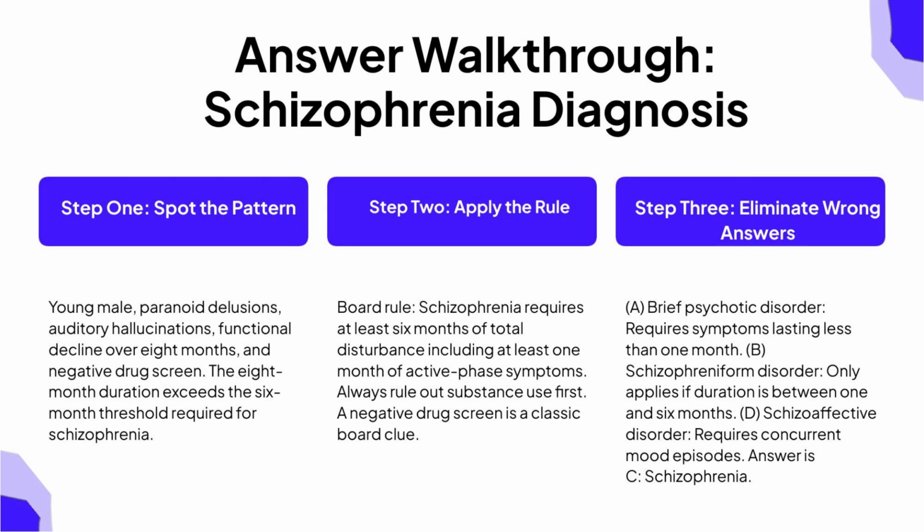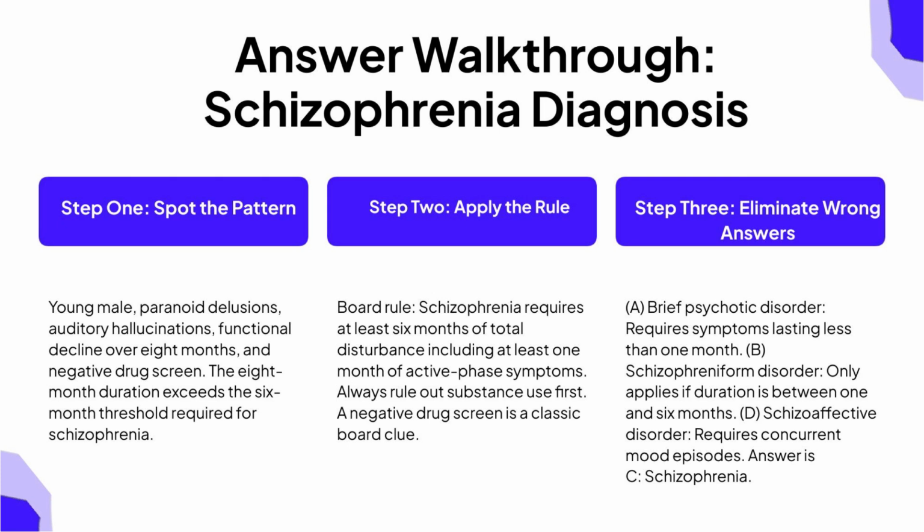Step 2. Apply the rule. The 8-month duration exceeds the 6-month threshold. The negative drug screen rules out substance-induced psychosis, which is a classic board distractor. Step 3. Eliminate wrong answers. A. Brief psychotic disorder requires symptoms lasting less than 1 month, so that is out. B. Schizophreniform disorder only applies between 1 and 6 months. D. Schizoaffective disorder requires concurrent mood episodes, which are not described here. The answer is C.